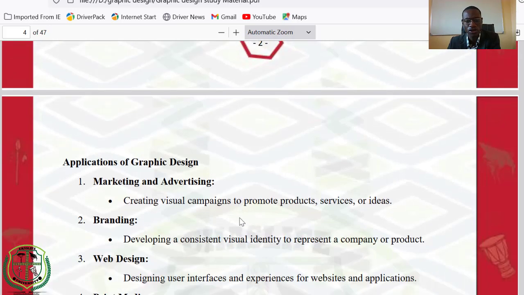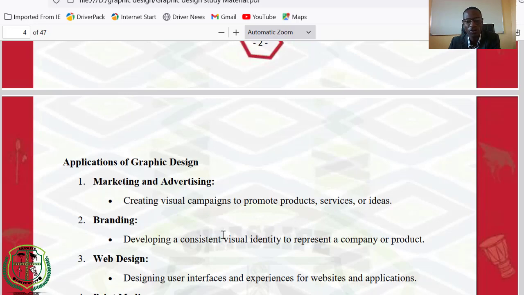design. Now, in what way do we apply graphic design? You as a graphic designer, in what way are you going to use your skills? Okay, in what way are you going to apply your skills? One, marketing and advertising. Okay, this one is self-explanatory. Marketing and advertising, you're going to use your skills to create visual campaigns to promote products, services, and ideas.